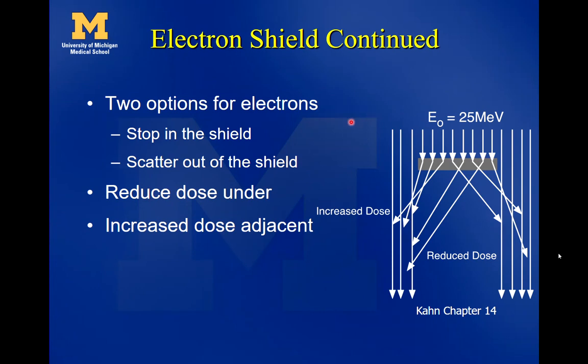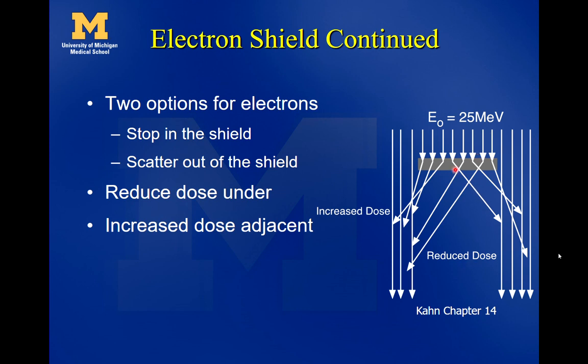So here's another thing to consider when doing electron shielding. These electrons can do two things, right? Certainly they can stop in the shield, that's what we want them to do, but they can also scatter outside the shield. This can have an effect. It can reduce and in some cases increase the dose under the shield or directly adjacent to it.